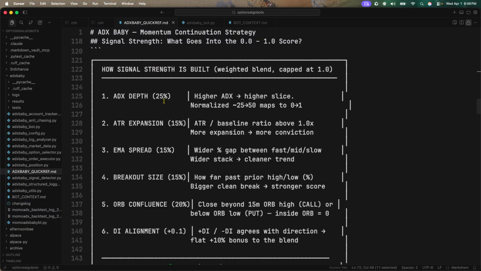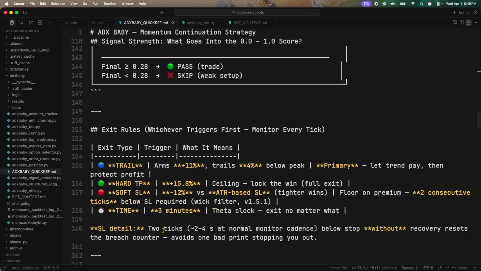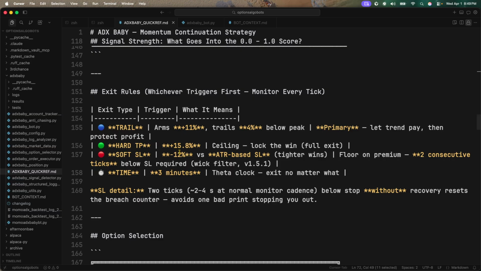We're using the ADX depth, the ATR expansion, EMA spread, the breakout size, open range breakout confluence, right? And then the DI alignment. So here's our exit rules for the strategy, and we're going to exit whichever one of these happens first. So we have a trail. What that means is that as soon as we're up 11% on an open position, we're going to activate our trail, which is going to be the trailing stop loss, and we're going to follow 4% behind it.